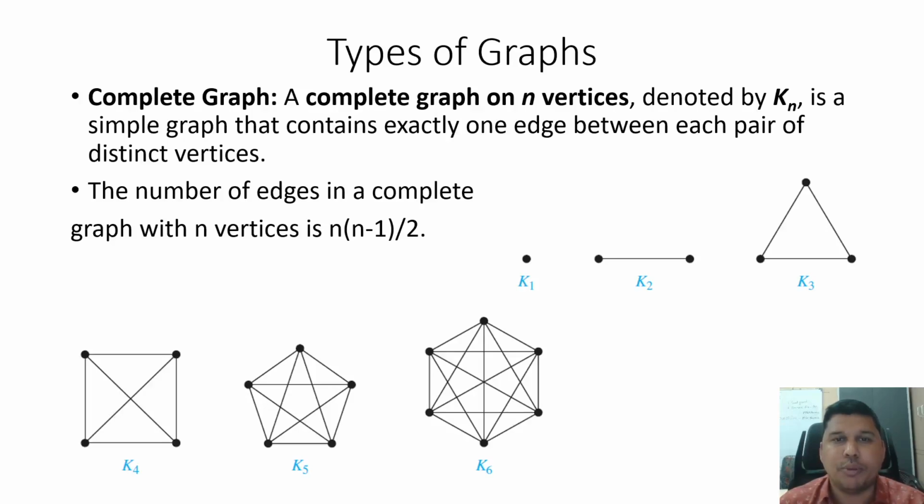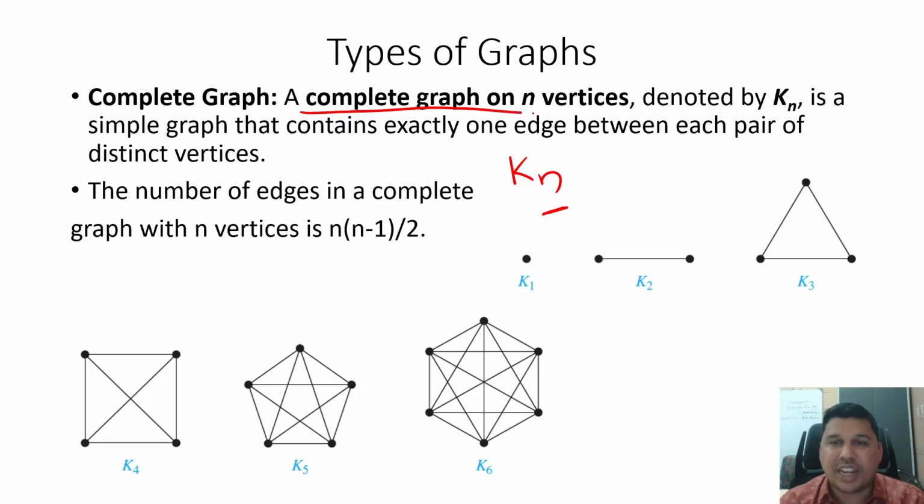In this video, we will be studying different types of graphs. Okay, so the first one is the complete graph. A complete graph is represented using the term Kn, where n indicates the degree. So what is the definition of a complete graph?